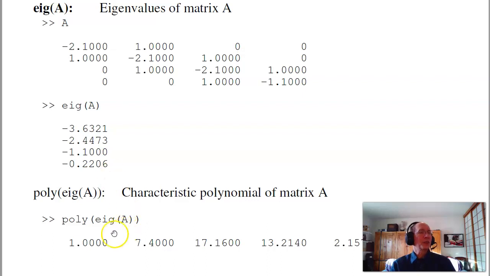The characteristic polynomial is the denominator polynomial. That's the polynomial with roots at the eigenvalues.